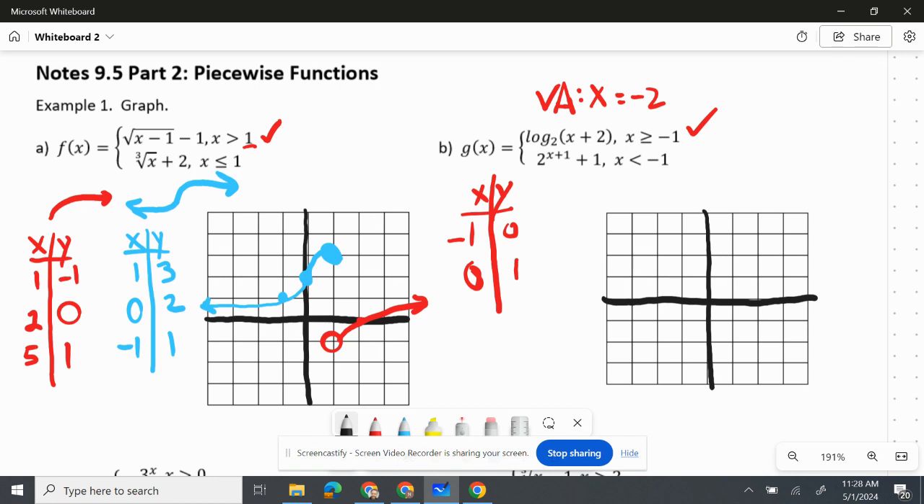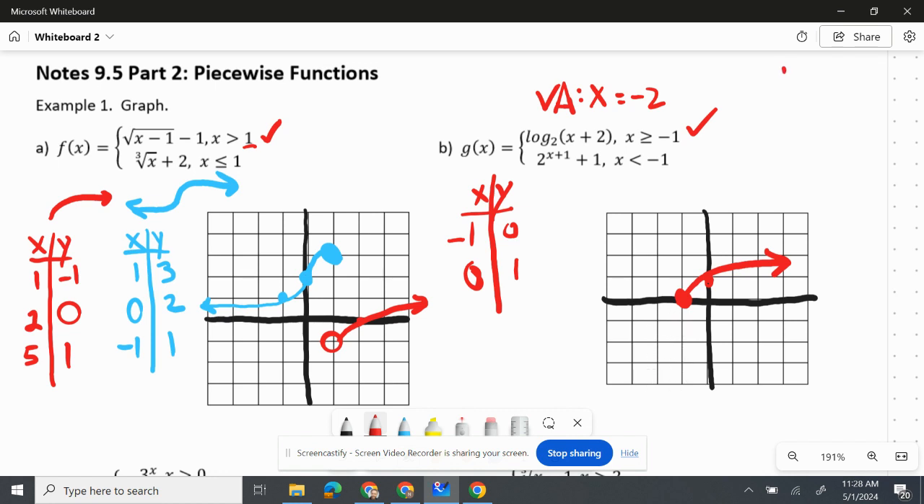So I have negative 1 and 0, and that is a closed circle. And then I have 0 and 1. And so this right here is my logarithm. Normally it would be going right here, and it would be approaching the asymptote, but that is not in the domain, so I'm not going to put that. I'm just putting part of the logarithm.